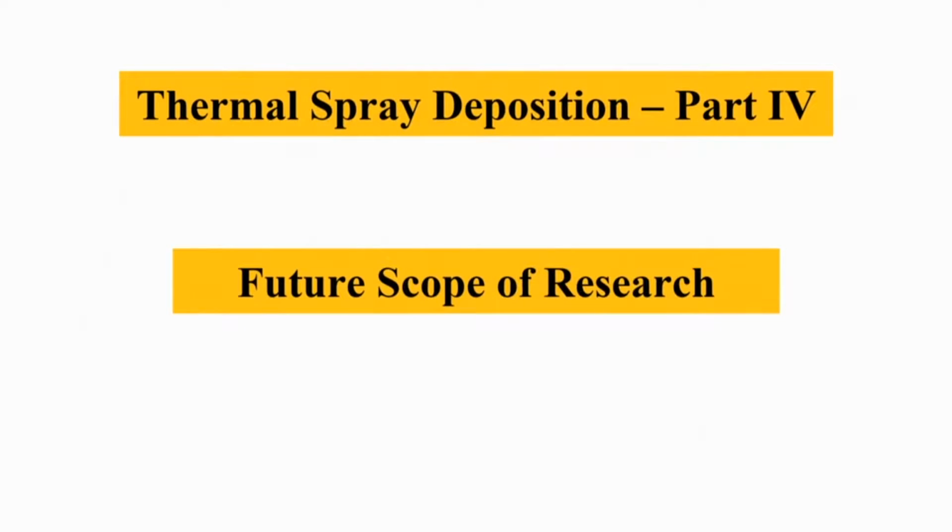Welcome to part 4 of thermal spray deposition technique, where we will discuss the scope of research and also how to plan research studies on the development of different materials by the thermal spray deposition route. In this particular talk, I will discuss research results on the development of two different types of coating. One is thermal barrier coating and the other is a typical bioactive coating for implant applications.